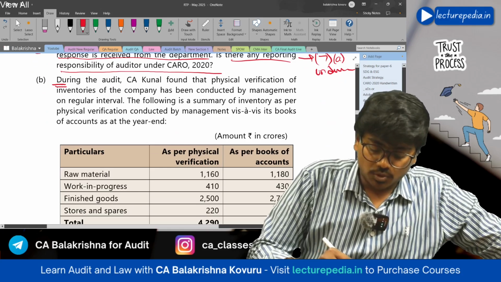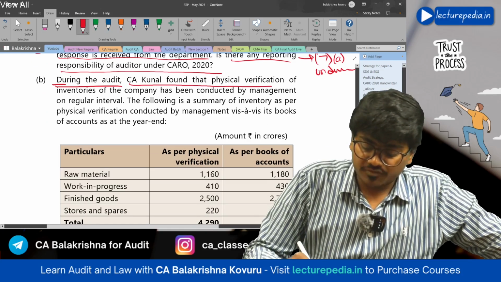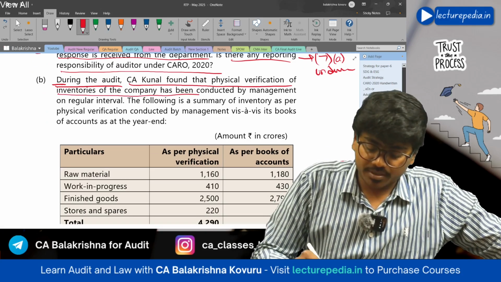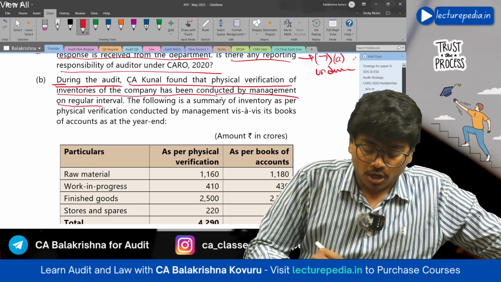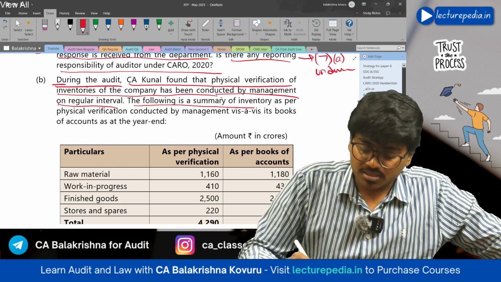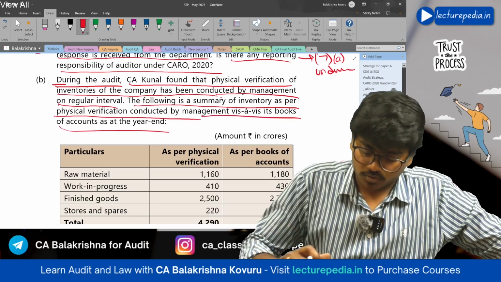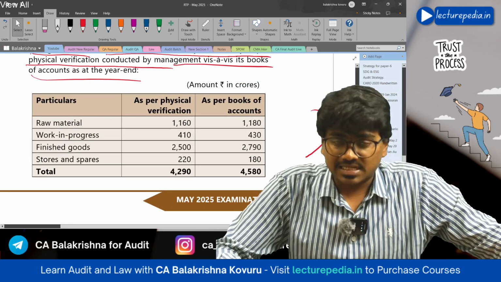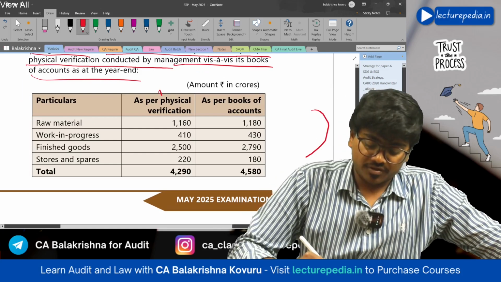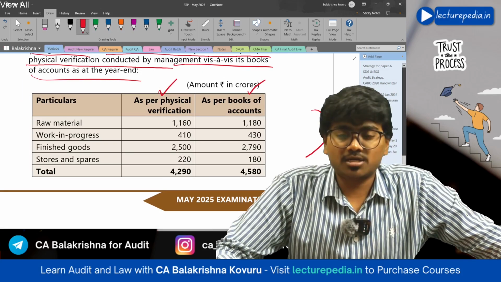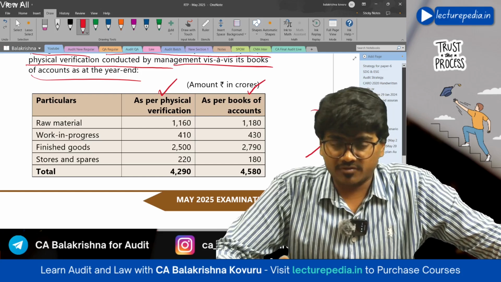Next, during the audit, CA Kunal found that physical verification of inventory of the company has been conducted by management at regular intervals. The following is a summary of inventory as per physical verification conducted by management vis-a-vis its books of accounts. So there is a discrepancy between the physical verification and the inventory as per books of accounts.